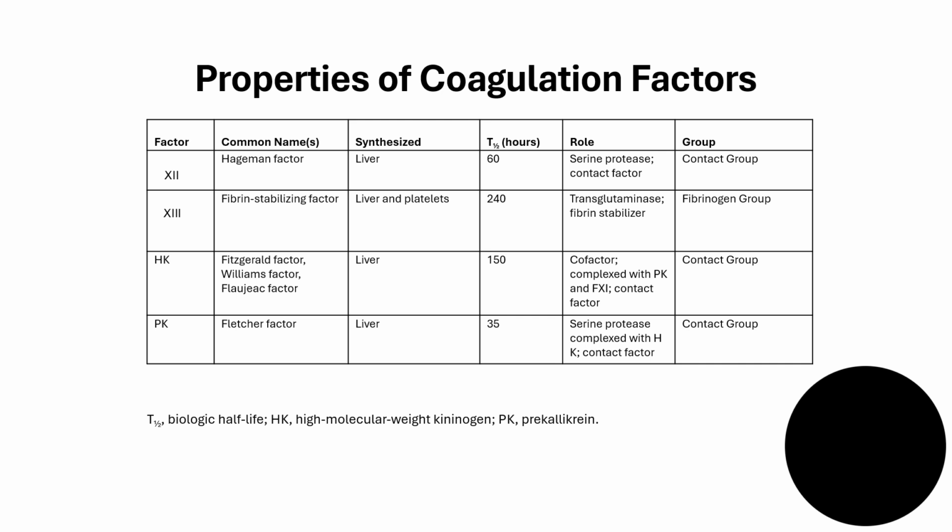Factor 12, high molecular weight kallikrein, and p-kallikrein are all contact group factors produced in the liver, and they're proteases that initiate contact when the vessel is injured. Factor 13 is a fibrin stabilizing factor produced by liver and platelets, and it helps stabilize that insoluble fibrin clot.